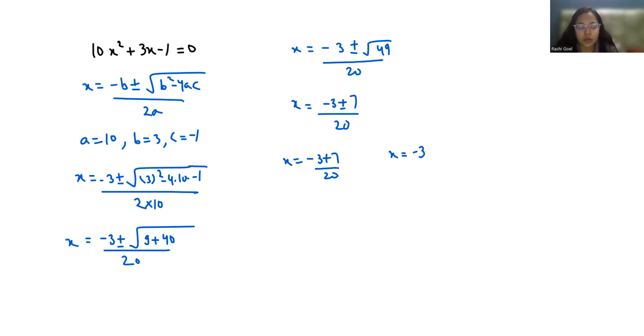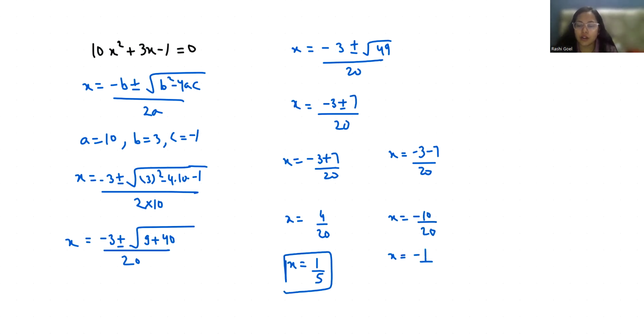So x = (−3 + 7) / 20, which is plus 4 by 20, which is equal to 1 by 5. x = −10 by 20, that is −1 by 2. These are the two values of x.